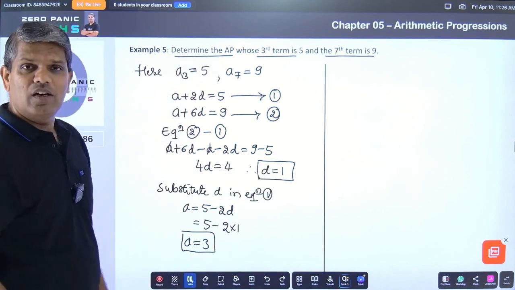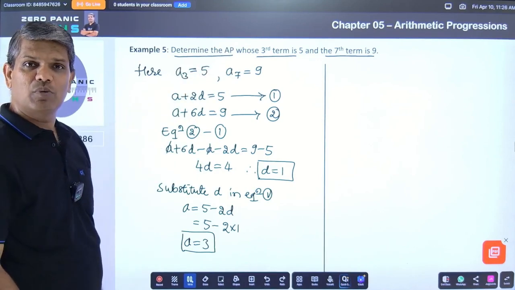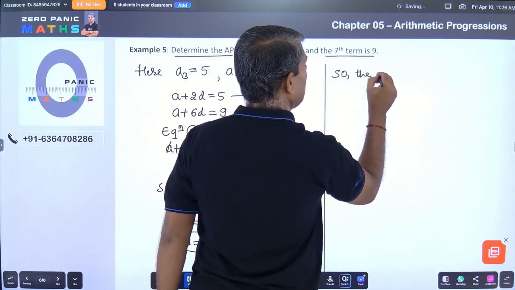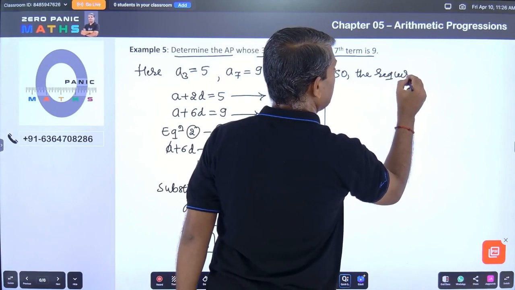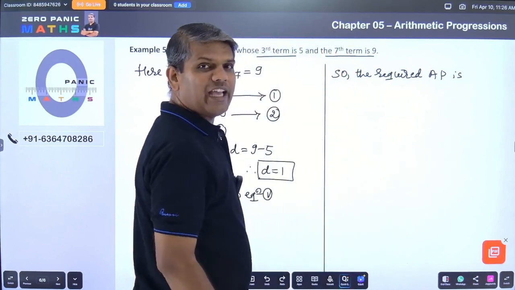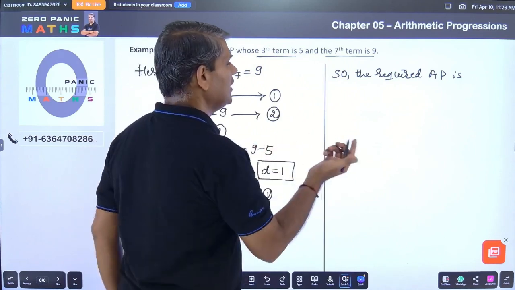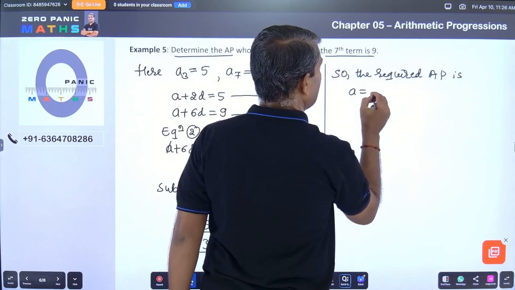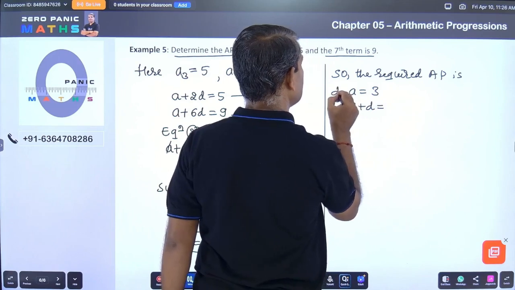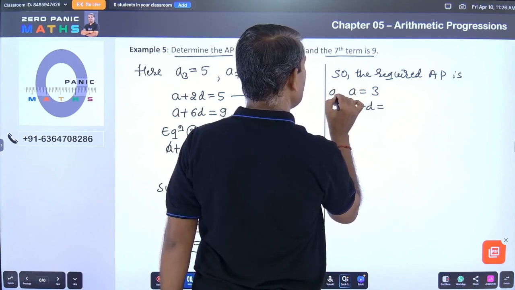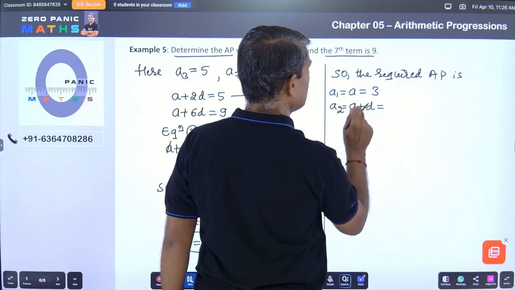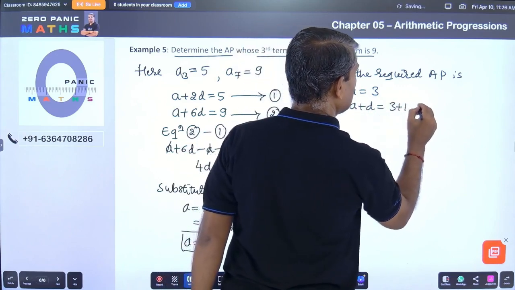Can we write the arithmetic progression? So the required AP, you can write very easily: a, a plus d, a plus 2d, a plus 3d, that way. a is equal to 3, a plus d is our second term, so a2 is equal to a plus d, that is 3 plus 1, that is 4.